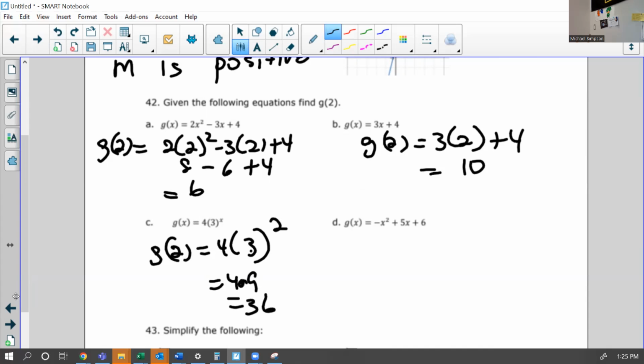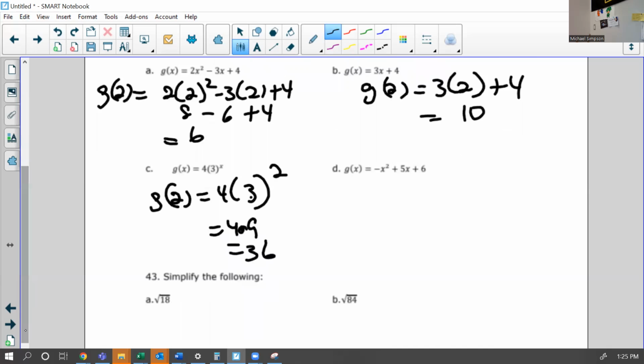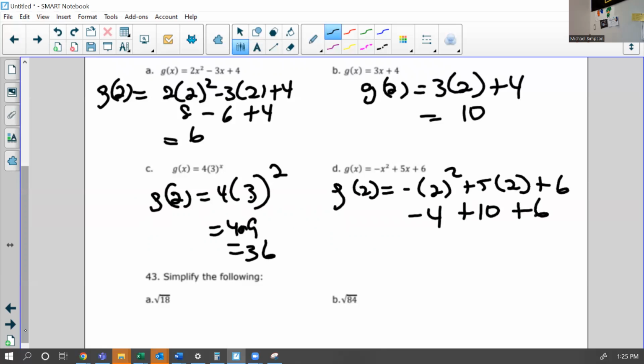Right? And then D is g of 2, which is going to be negative 2 squared plus 5 times 2 plus 6. That is negative 4 plus 10 plus 6. And 16 minus 4 is 12. I hope I didn't make a mistake on these. All right. And then 43 is simplifying radicals.